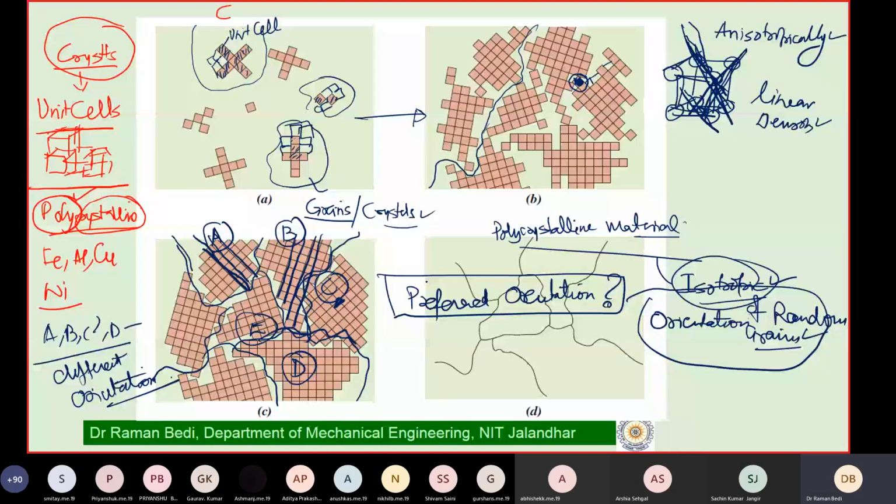This preferred orientation will give anisotropy to even your bulk solids, bulk metals. And we use this concept. It is quite a useful concept. We use it in very specific applications.